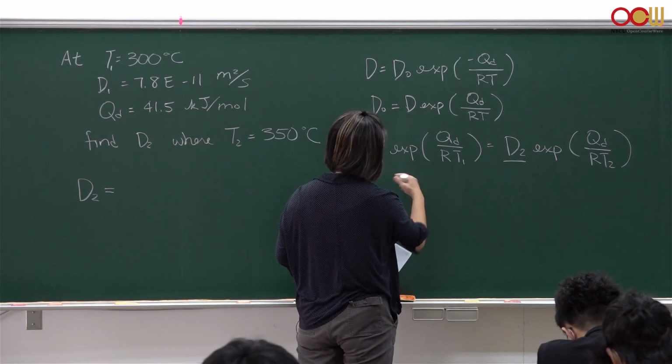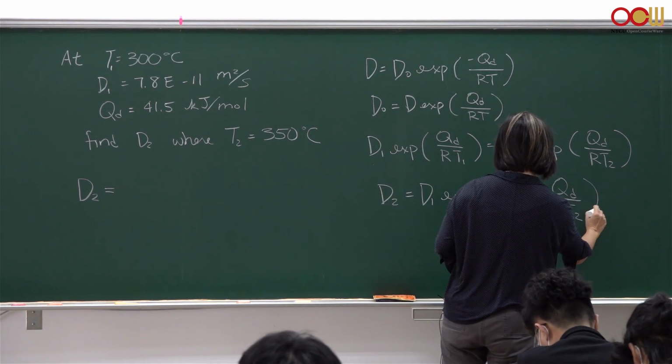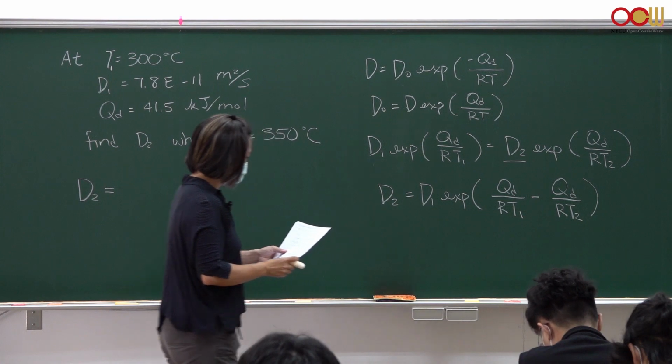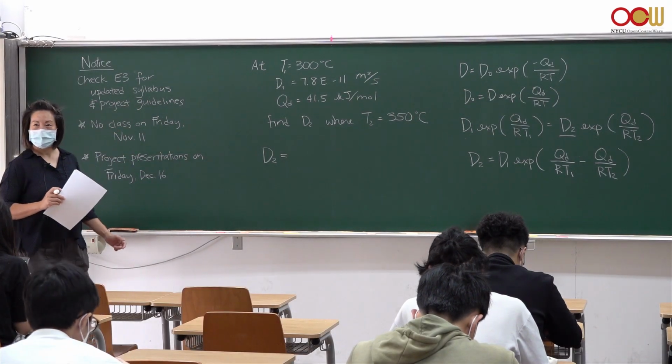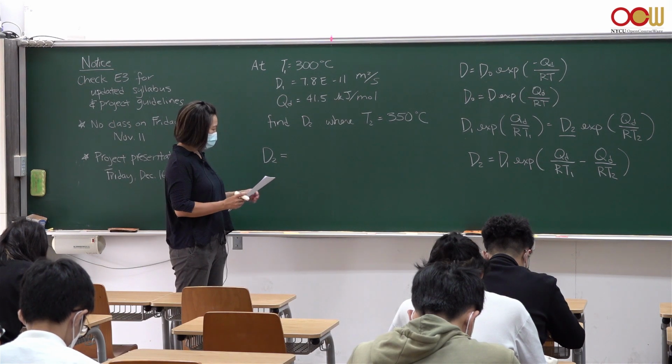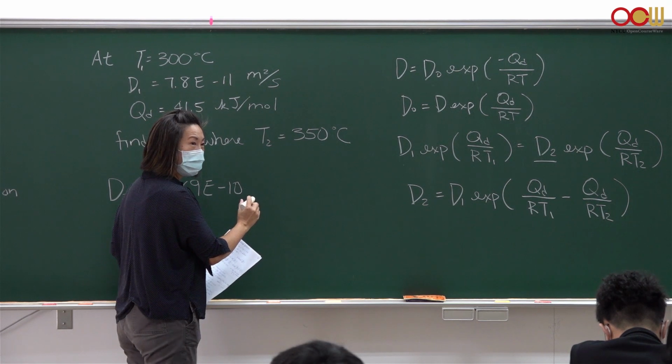So if I do some algebra, this is not the only way to solve the problem, but that's how I approached it. And if you plug everything in, what do you find for D2? Meters squared per second? Yeah.